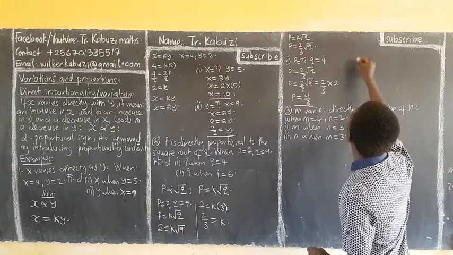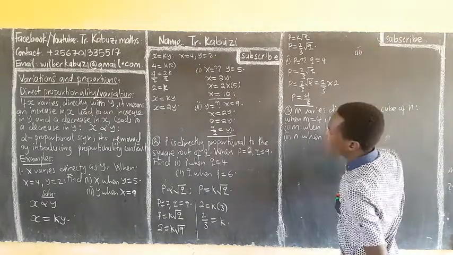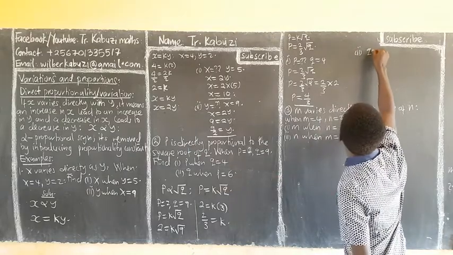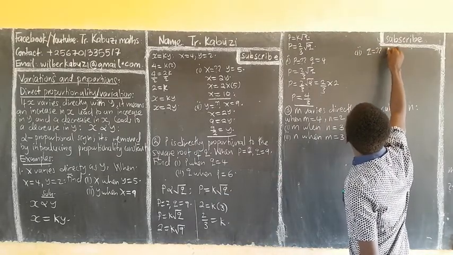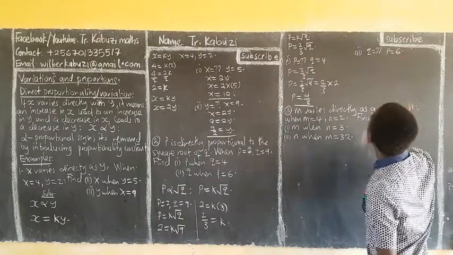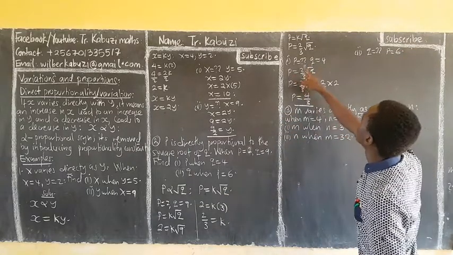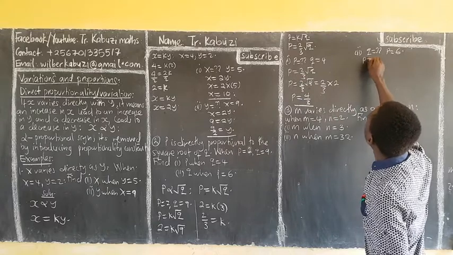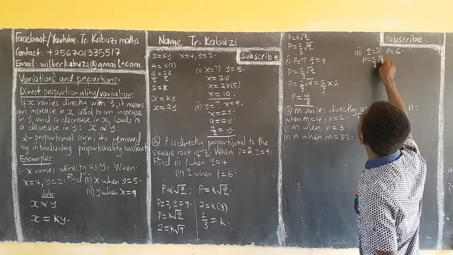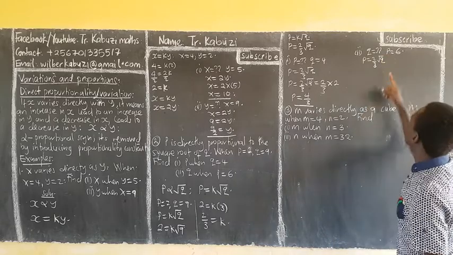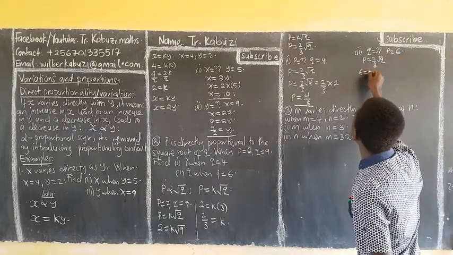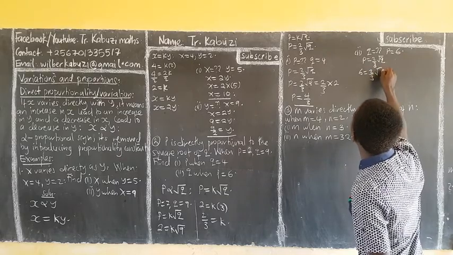Then you come to number 2. They want you to get q, so we want q when p is 6. So we come back to our formula. Our p is 2 over 3 root q. So we want q, means that I'm going to take my p, 6, equaling 2 over 3 root q.